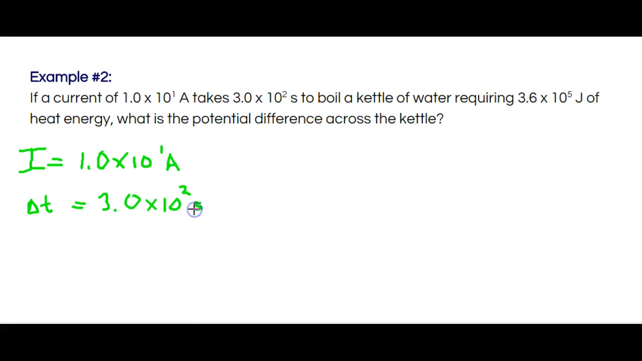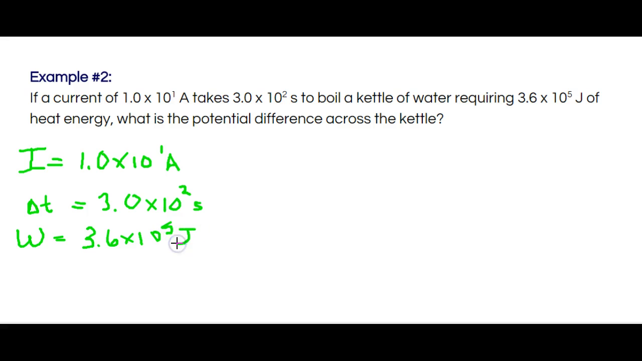What else do I know? It's telling me that it requires 3.6 times 10 to the power of 5 joules of heat energy. So I can think of that as the change in energy, or I can think of it as some work. Either way, it's fine. So my work is 3.6 times 10 to the power of 5 joules.